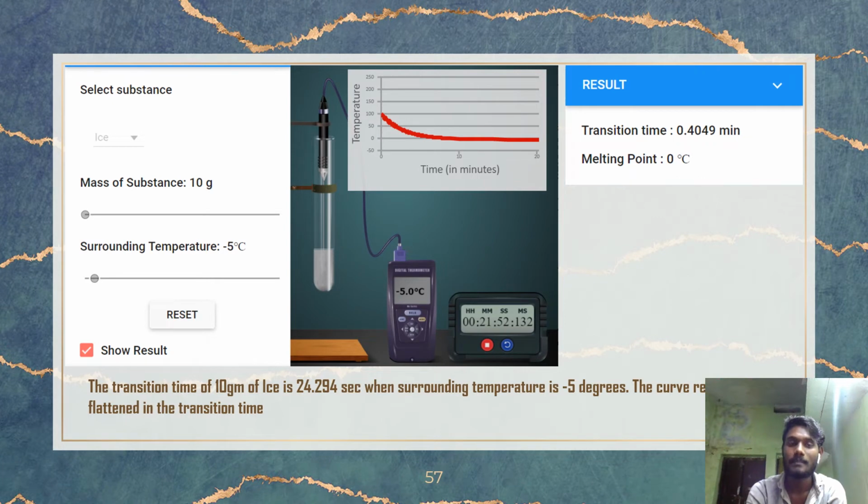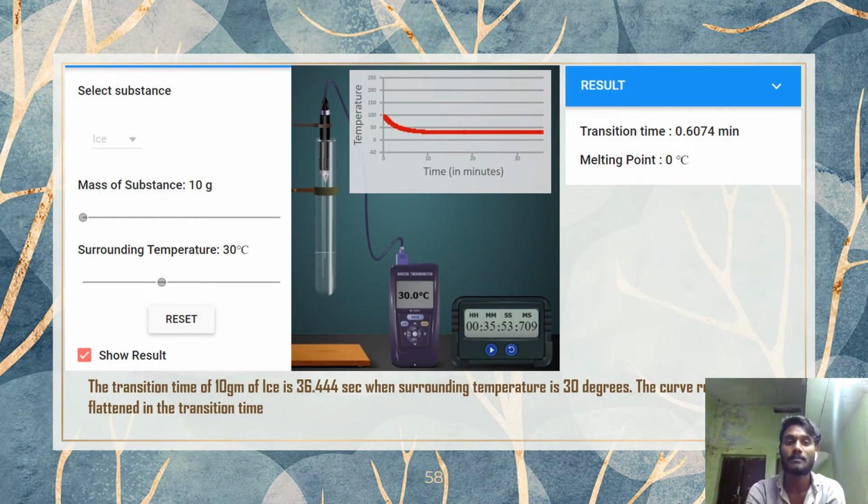Keeping the mass of substance constant at 10 grams, the surrounding temperature is changed to -5 degrees centigrade. When we run the experiment, the result we get is transition time 0.4049 minutes and melting point at 0 degrees centigrade. The transition time of 10 grams of ice is 24.294 seconds when the surrounding temperature is -5 degrees. The curve remains flattened in the transition time.